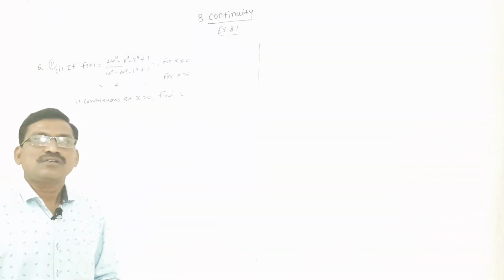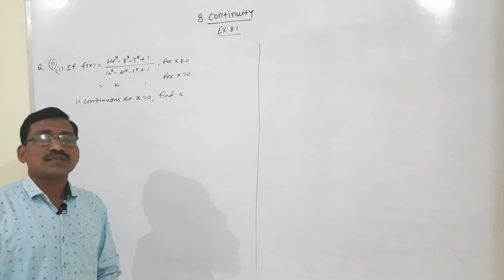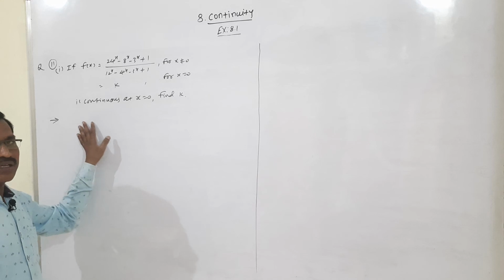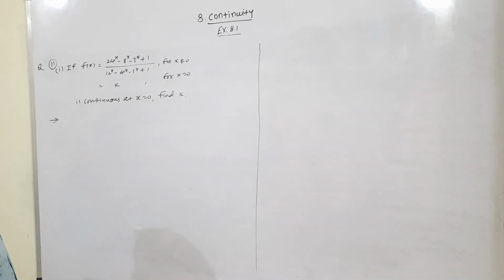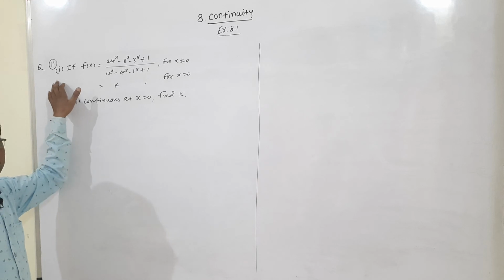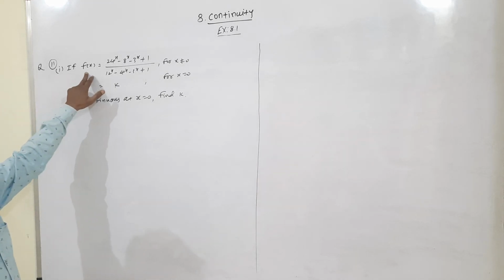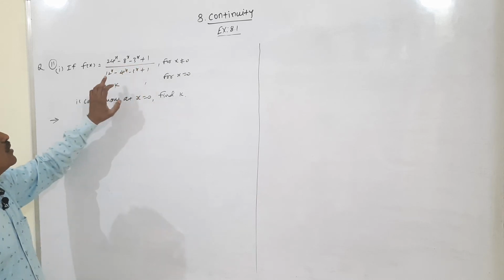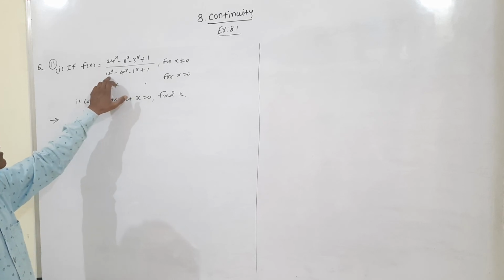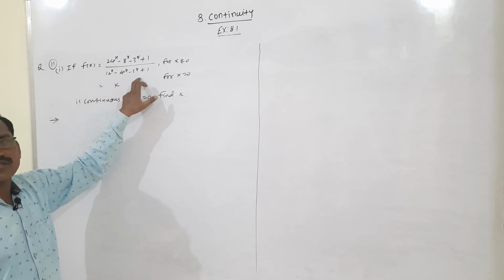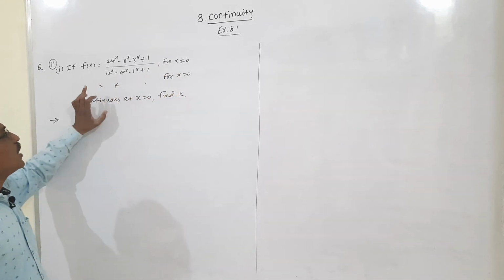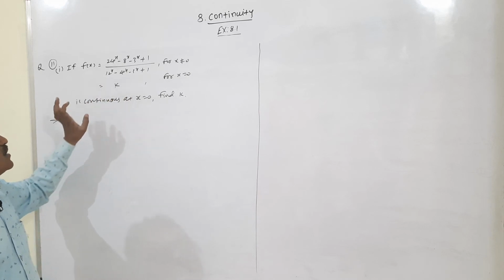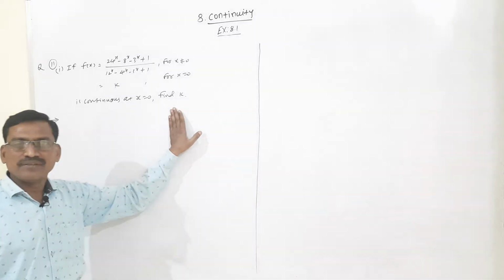Student, in the last lecture we have seen the examples in question number 9 and 10. Now we will take examples in question number 11 and another here. So the first example in question number 11: if function f of x equal to 24 raised to x minus 8 raised to x minus 3 raised to x plus 1, divided by, in the denominator, 12 raised to x minus 4 raised to x minus 3 raised to x plus 1 for x is not equal to 0, and for x equal to 0 the value of the function is given as k, is continuous at x equal to 0, find k.